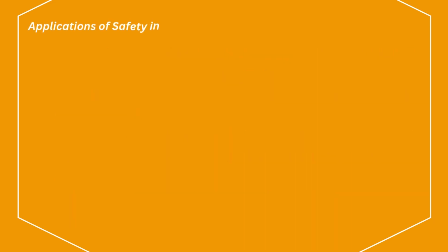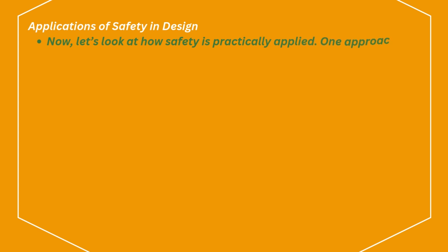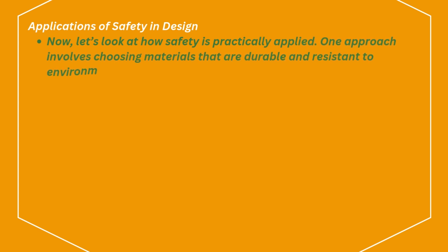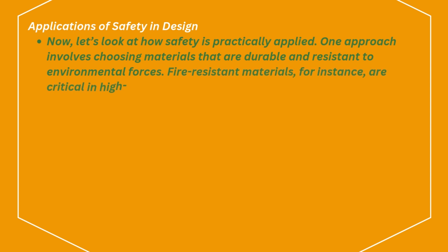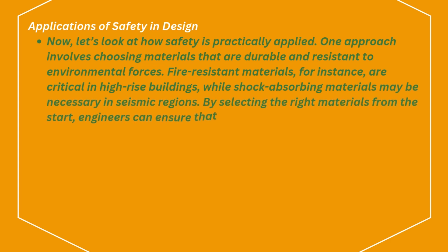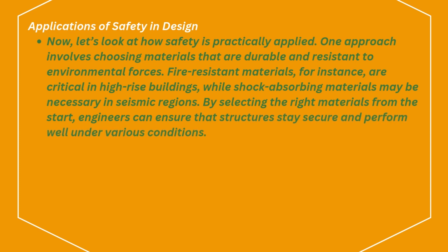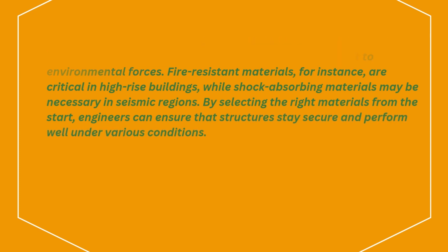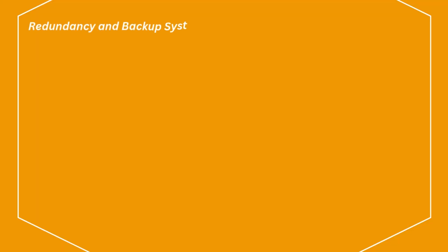Applications of safety in design. Now, let's look at how safety is practically applied. One approach involves choosing materials that are durable and resistant to environmental forces. Fire-resistant materials, for instance, are critical in high-rise buildings, while shock-absorbing materials may be necessary in seismic regions. By selecting the right materials from the start, engineers can ensure that structures stay secure and perform well under various conditions.